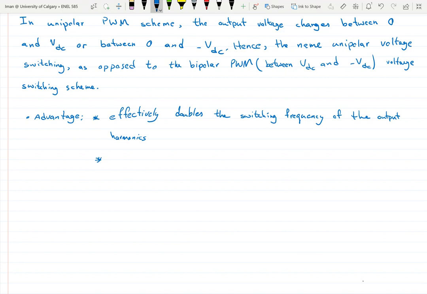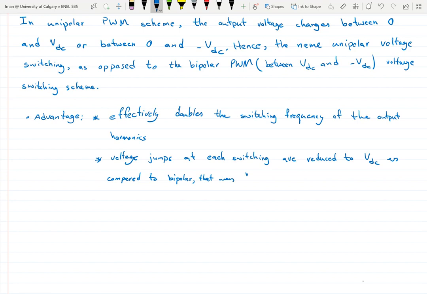Okay. So voltage jumps at each switching are reduced to VDC as compared to bipolar, that was 2 VDC.